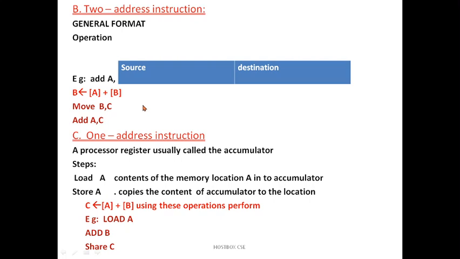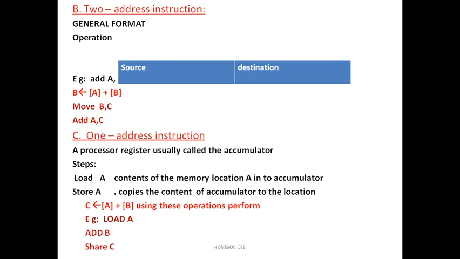Then another type is the one address instruction. Here a processor register, usually called the accumulator, will be used. Remember, in the one address instruction, only one block is there, the source only. For example, add A means the contents of memory location A is added to the contents of the accumulator and the sum is placed in the accumulator.